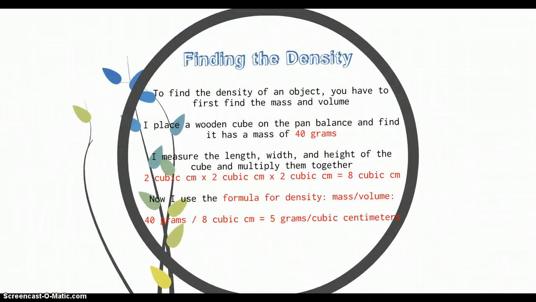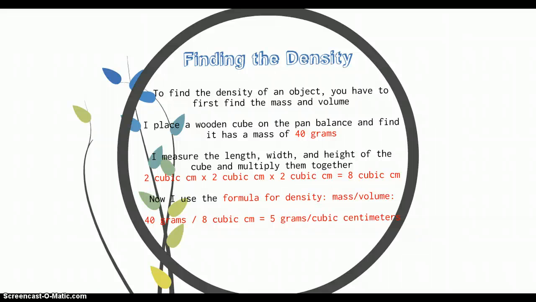So to find the density of an object, you've got to do two things. You've got to find the mass and the volume. And you guys can do both because we've done both of these in class. So let's pretend I have a wooden cube that I want to find the density of. I would first put it on a pan balance and I would find the mass. So I set it on one side. I take my gram stackers, stack them up till they balance out. I find it has a mass of 40 grams.